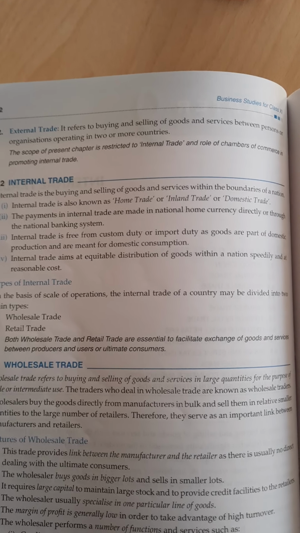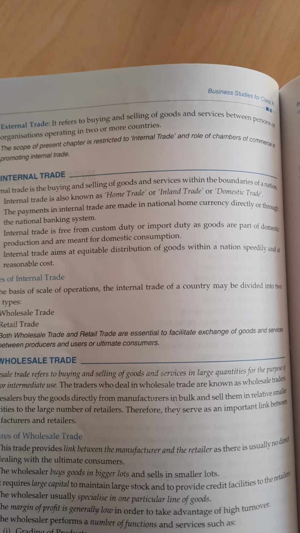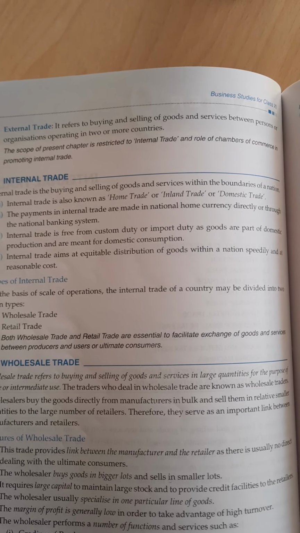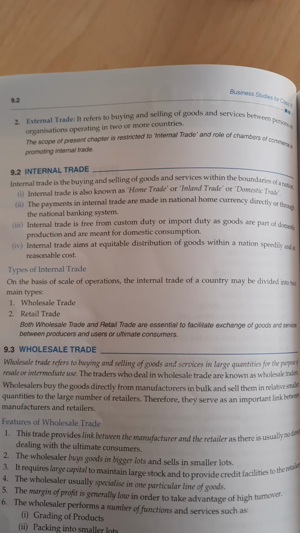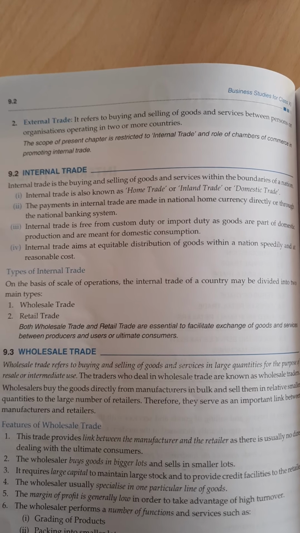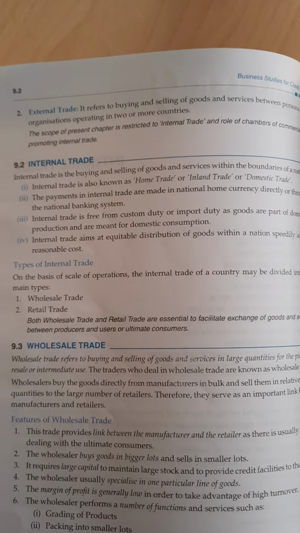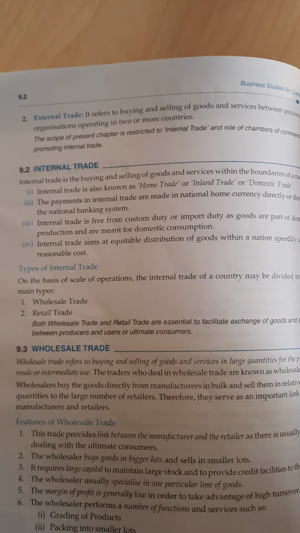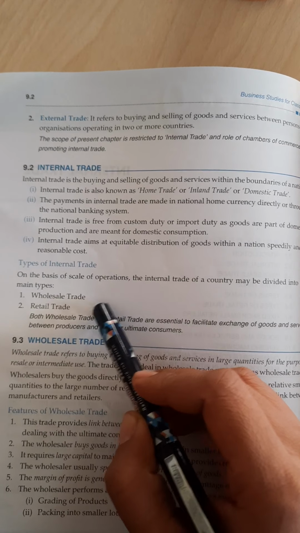Then internal trade aims at equitable distribution of goods within a nation speedily and at reasonable cost. The main purpose of internal trade is that all the goods which are manufactured in our country should be distributed all over the country. Then types of internal trade. Internal trade is classified into two types, that is wholesale trade and retail trade.